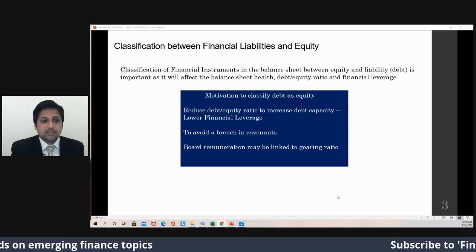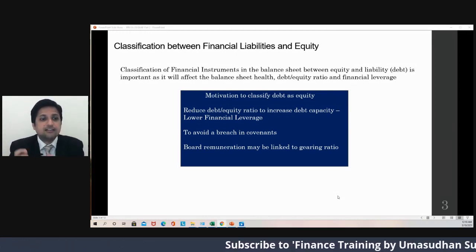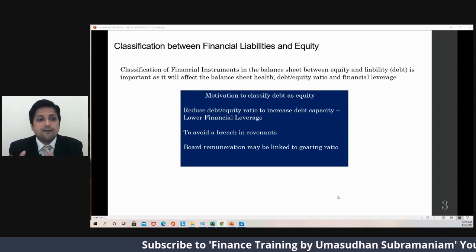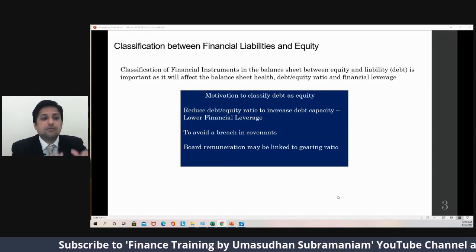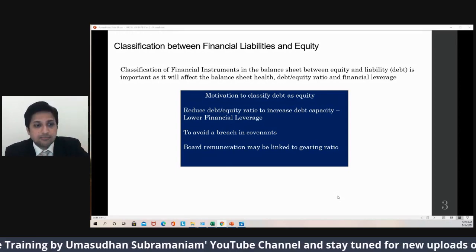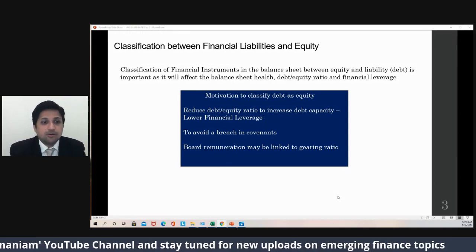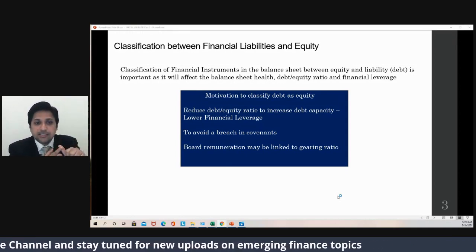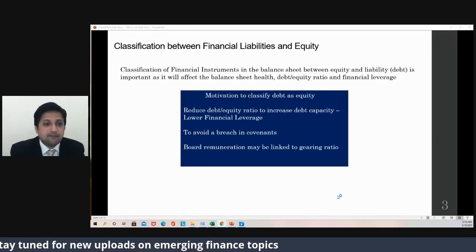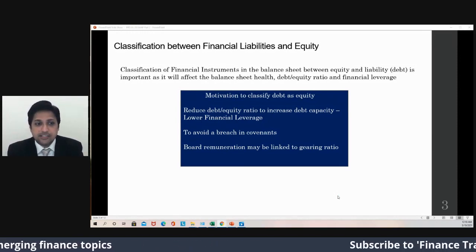It is important that at the initial recognition an organization correctly classifies a financial instrument into financial liability and equity instrument, because this classification is going to have an impact on the balance sheet health of an organization, because this is going to affect your debt to equity ratio and financial leverage.